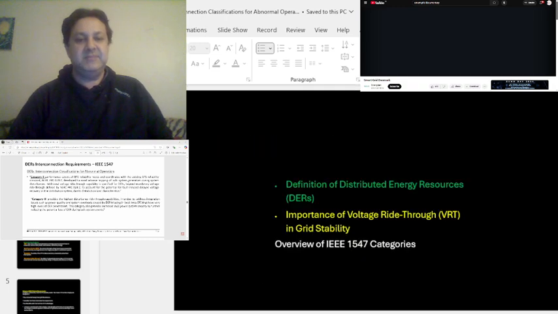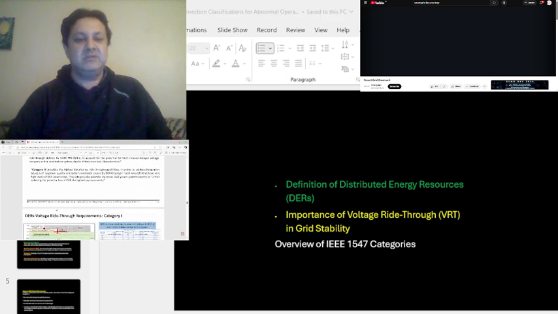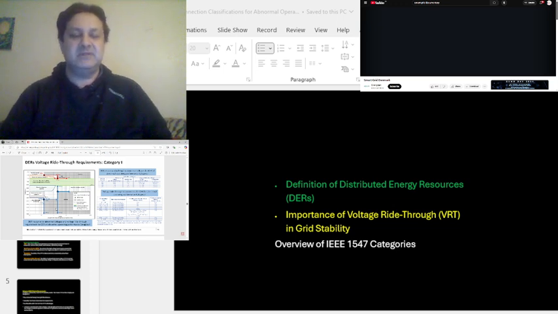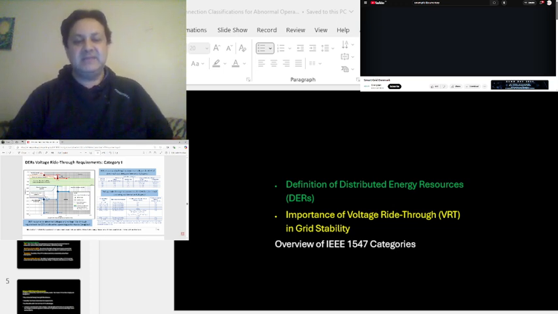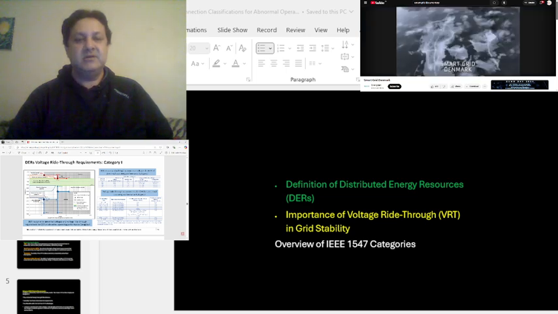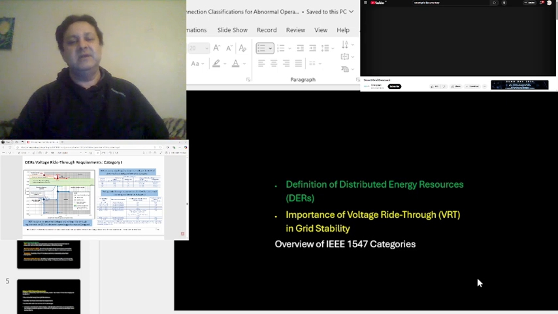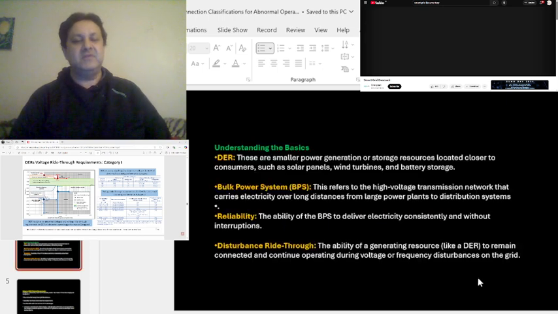So let's begin our presentation, and meanwhile I will also be moving the actual slides, the actual presentation that was given to us. In this case, we're going to define distributed energy resources. I'll take two to three minutes on the importance of voltage ride-through, and just an overview of this.